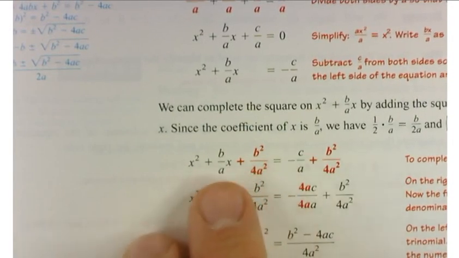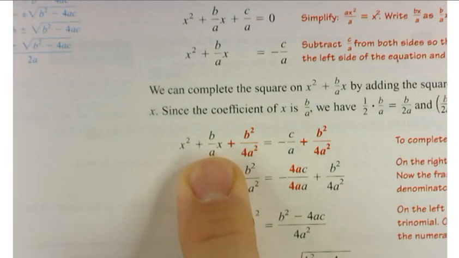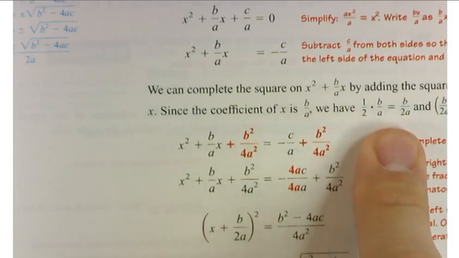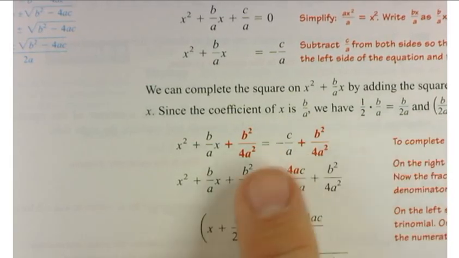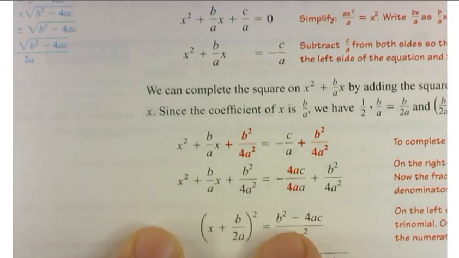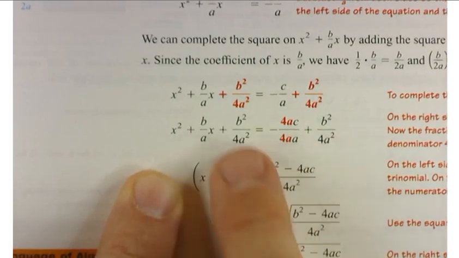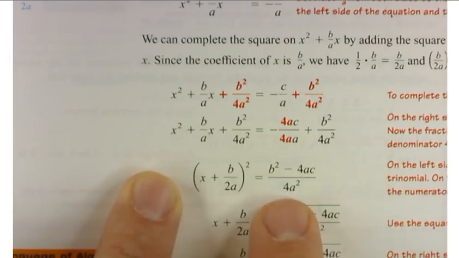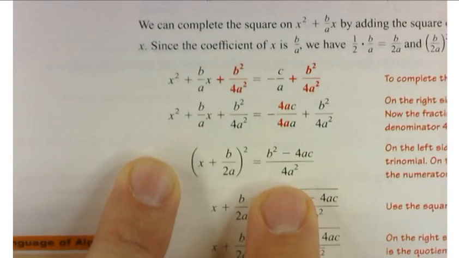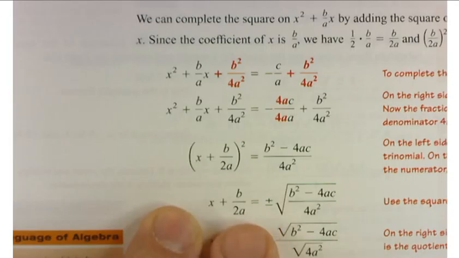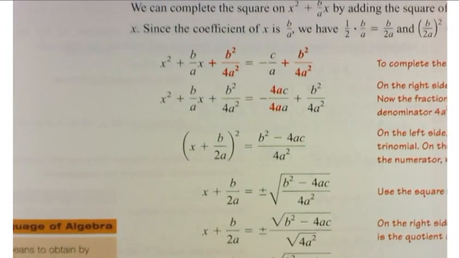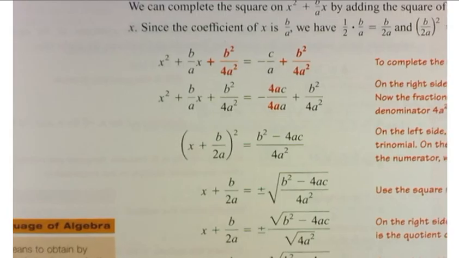So that process starts by taking half of this number. 1/2 times b over a gives b over 2a. And when you square that, you get b squared over 4a squared. That means the left-hand side is a perfect square. You add that term to both sides. You've got common denominators here now, so combine them, take the square root, move this to the side, and there's two solutions to your quadratic equation based on the quadratic formula. So let's discuss those and then do some examples of the quadratic formula.